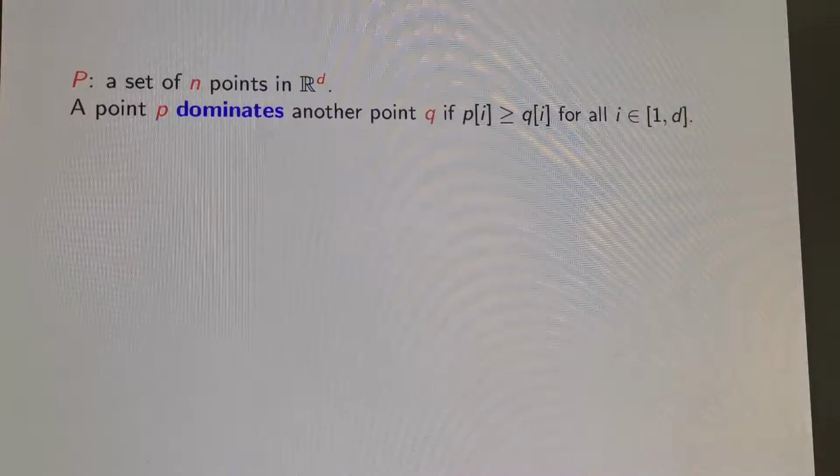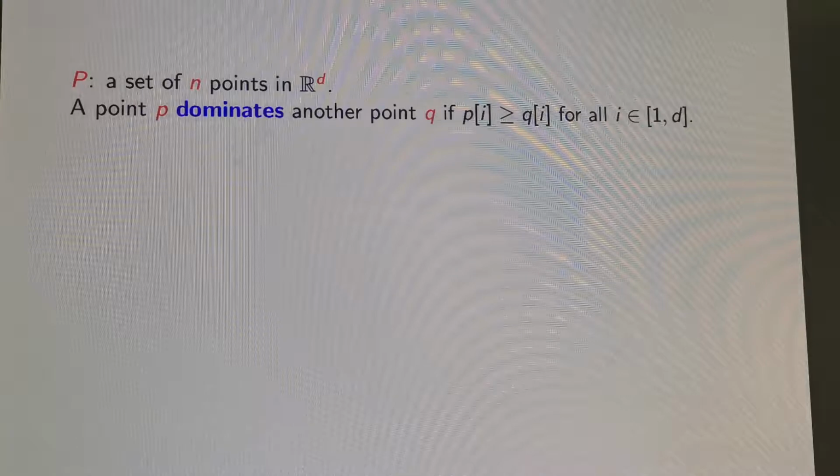Alright, let's start by defining a few things. The input is a set P of points, multidimensional points. And we will also need the dominance relationship. As usual, a point P dominates another point Q if the coordinate of P is at least that of Q on every single dimension.